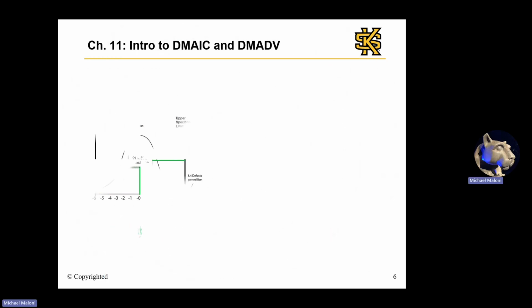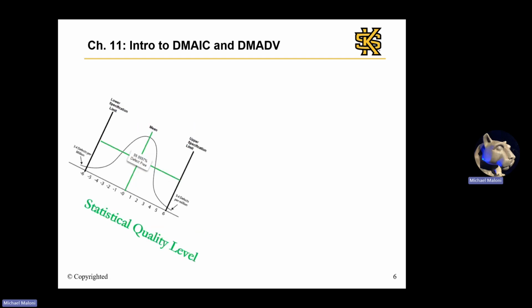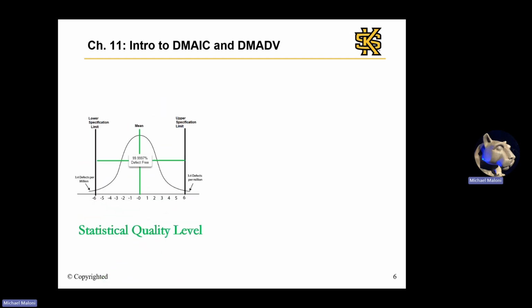Recall that Six Sigma has two related meanings. Number one is a statistical level of quality. Specifically, a process with a Six Sigma level of quality has virtually zero defects.